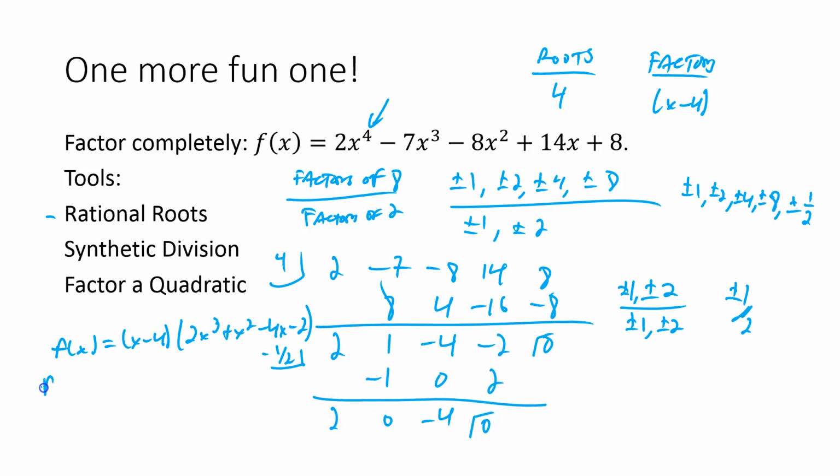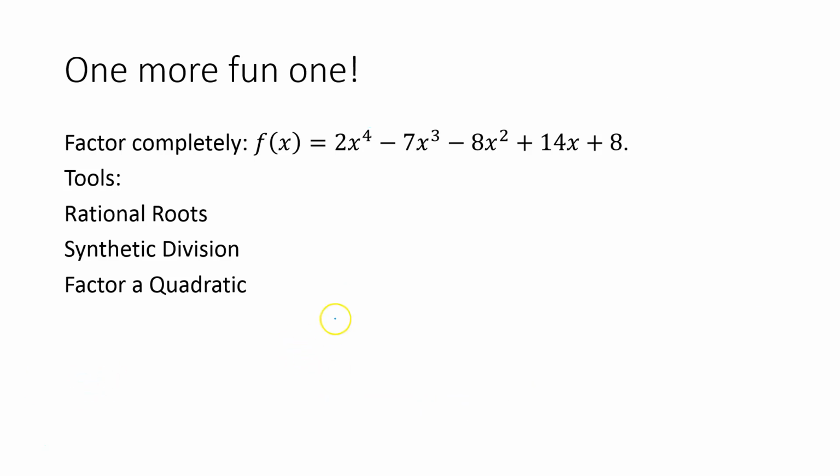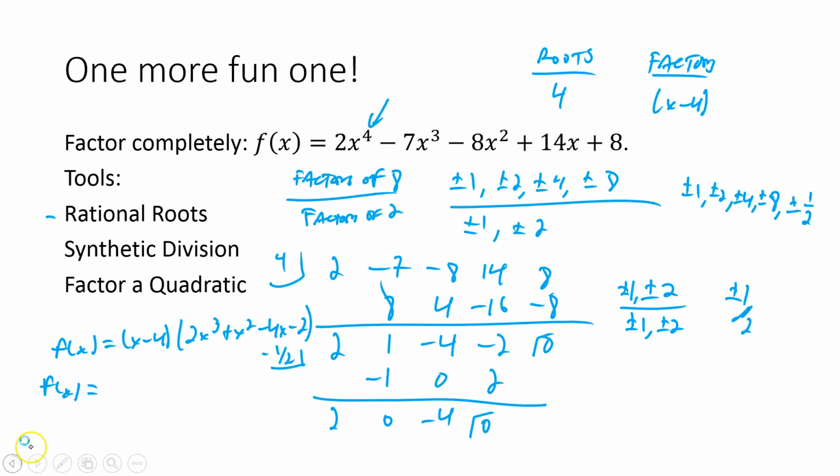So now I know f of x. I just picked up another root. Was -1/2. -1/2 is my new root. And that means that my factor there, I'm going to write it as x plus 1/2. Yep. So now I know that my polynomial is x minus 4 times x plus a half, excuse me. And then my resulting quadratic is 2x squared minus 4.